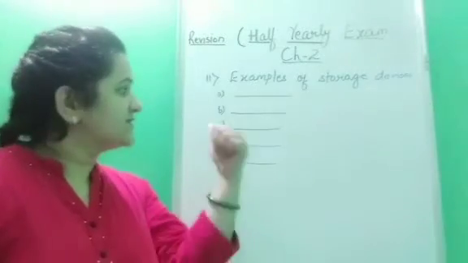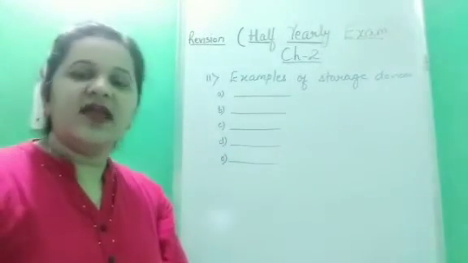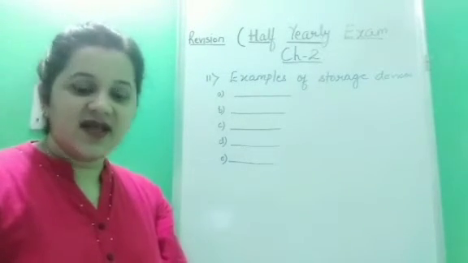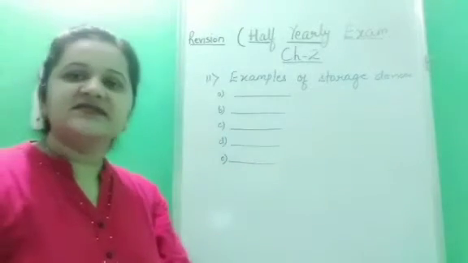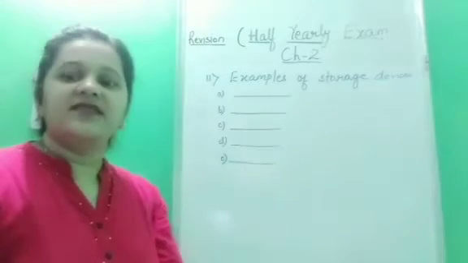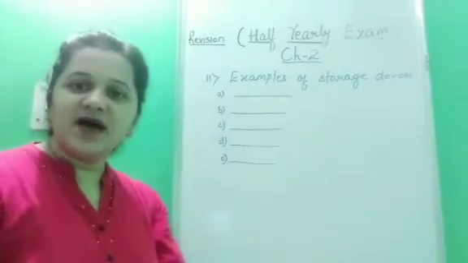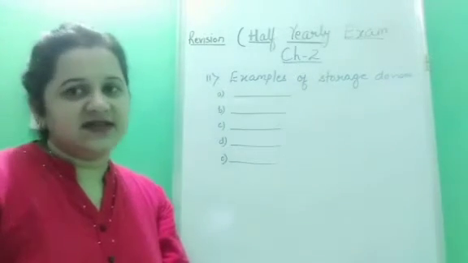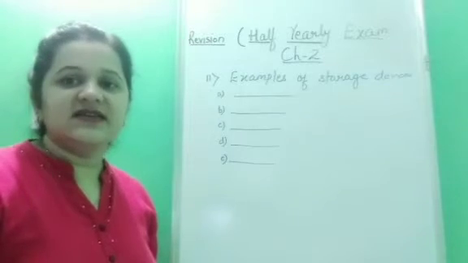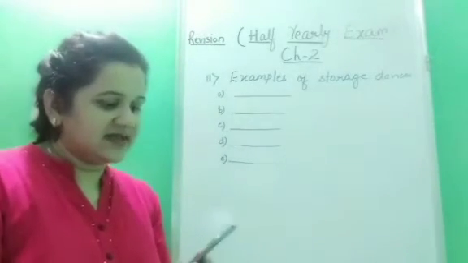Okay children. Now C part, you will write down pen drive. PEN pen. DRIVE drive. Pen drive. Okay children. Next you will write down SD card. SD and then CARD. Write down in E part micro SD card. MICRO micro SD capital SD CARD card, micro SD card.